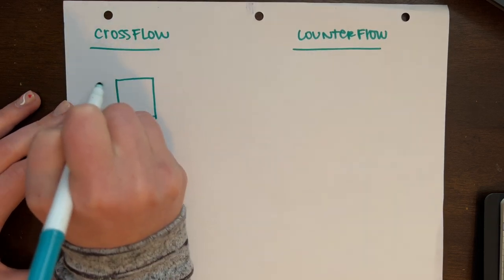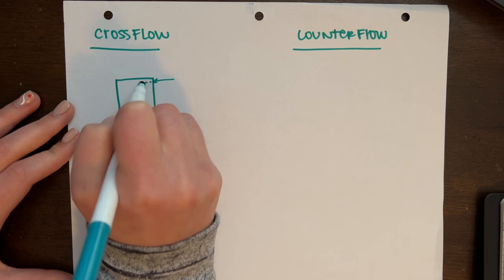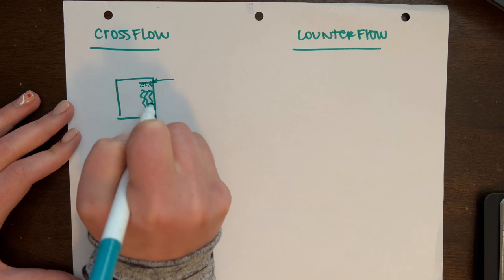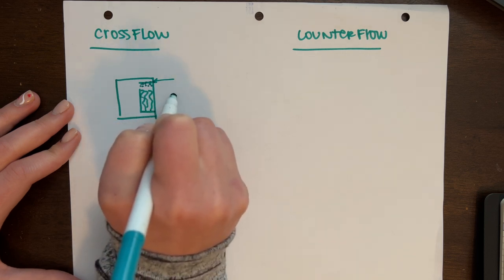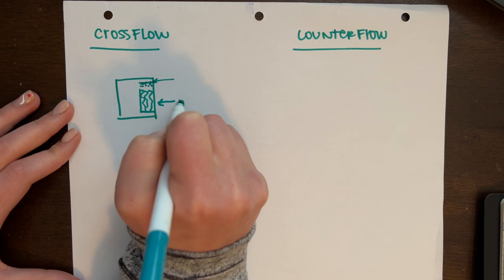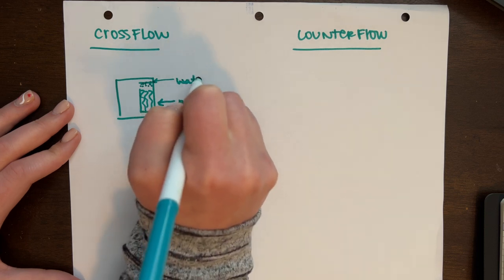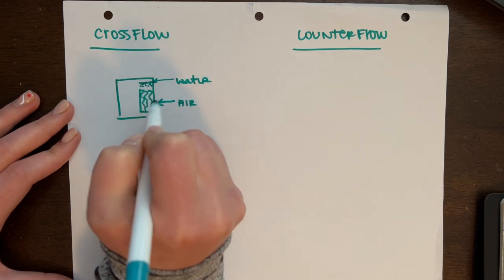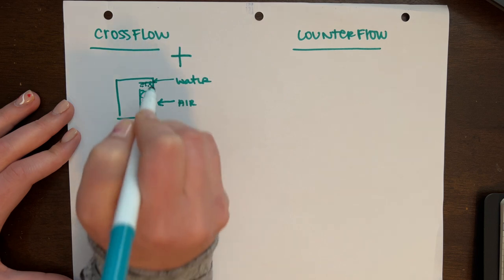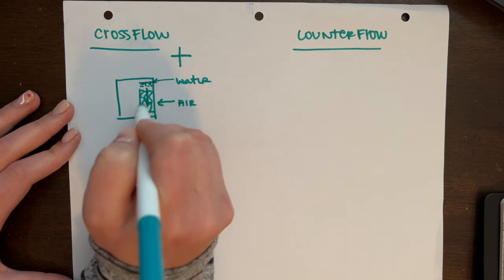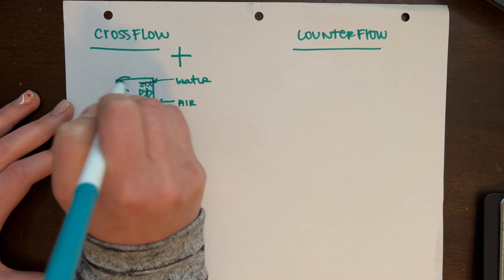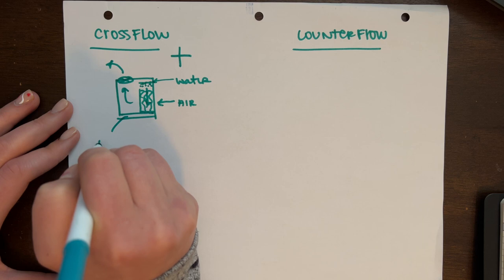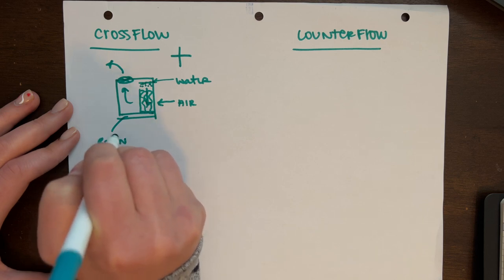you have water being sprayed at the top. It falls down through a medium. You have air from outside. This is water spraying down through a medium. Air from outside going across the water. That's why it's called cross flow. Water comes down, air goes across. And then your air comes up through a fan and out into the atmosphere. This is your cooling tower basin.